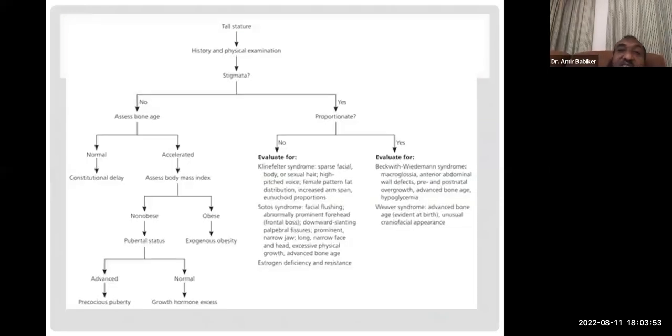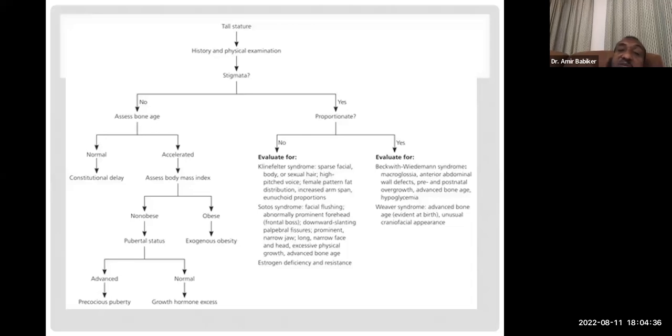I'm not going to talk about tall stature كتير، لكن this is only a diagram which is a useful way to classify problems. شوف history of physical examination, stigmata. If the patient has got proportionate tall stature or not. If yes, this can be Beckwith-Wiedemann syndrome. حصل عنده features that Beckwith-Wiedemann كويس، single ear crease كويس، وعنده organomegaly. والبيشنتس اللي عندهم no proportion معناها ممكن يكونوا taller in the lower part or the head or the upper part of their body. Scoliosis syndrome, Klinefelter syndrome, guys, and those with estrogen deficiency resistance.